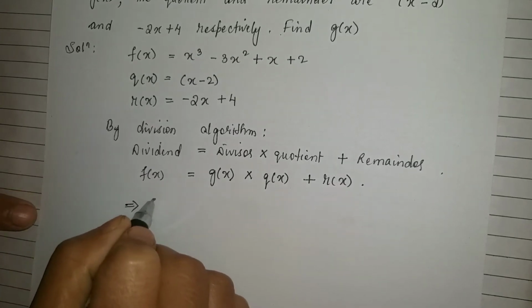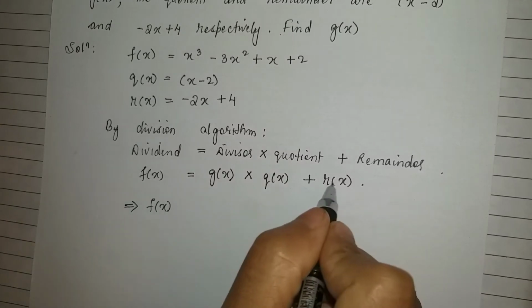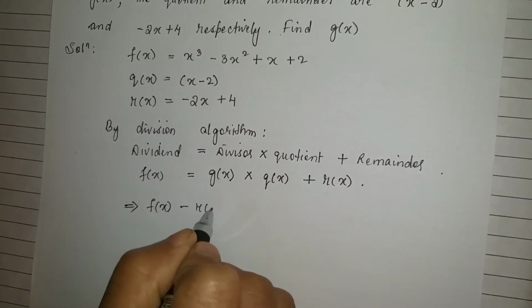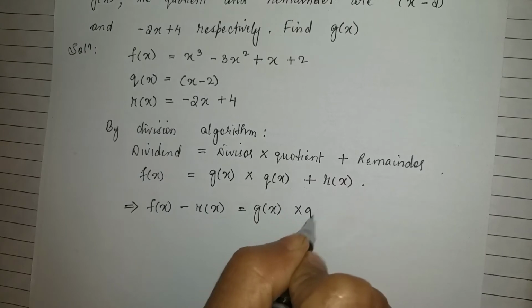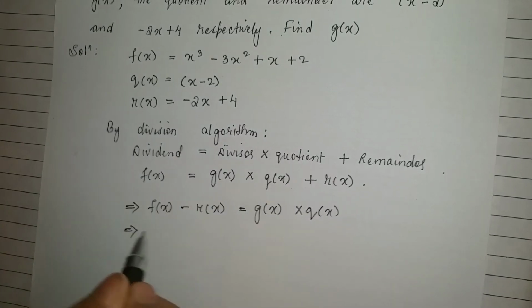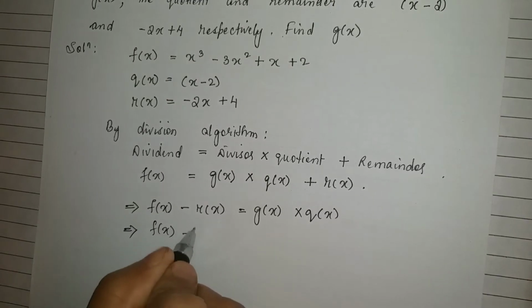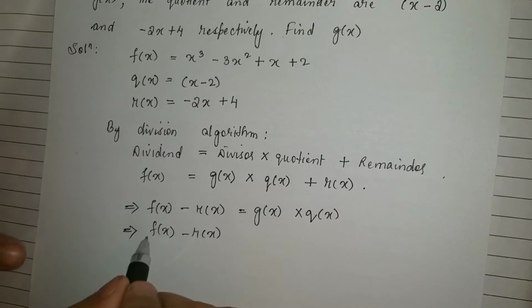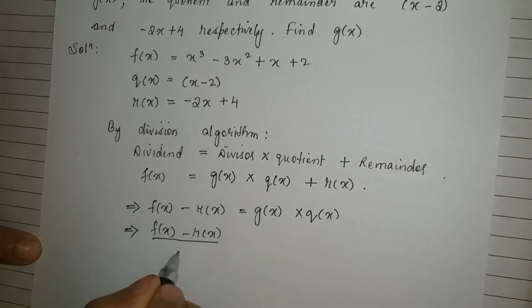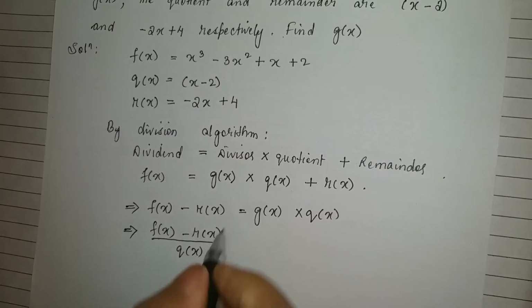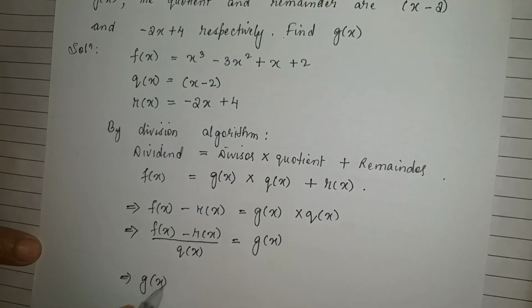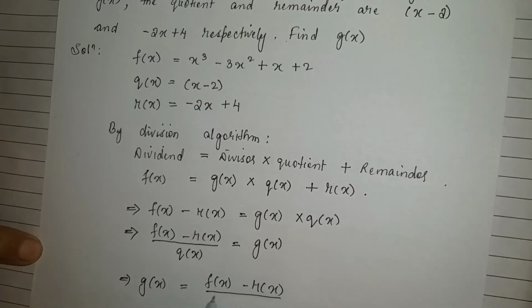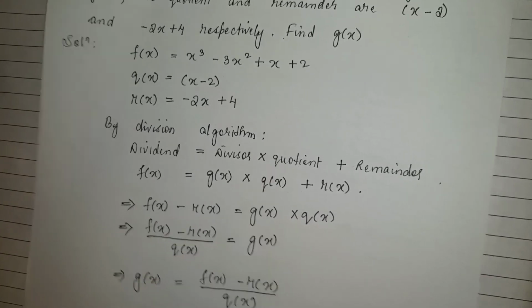This will give us f of x. We'll take this r of x to the other side. It will be f of x minus r of x equals g of x into q of x. We will also take q of x to the other side, and it will be divided by q of x. Then we have g of x. So what is our g of x? It will be f of x minus r of x, then we have to divide by q of x.